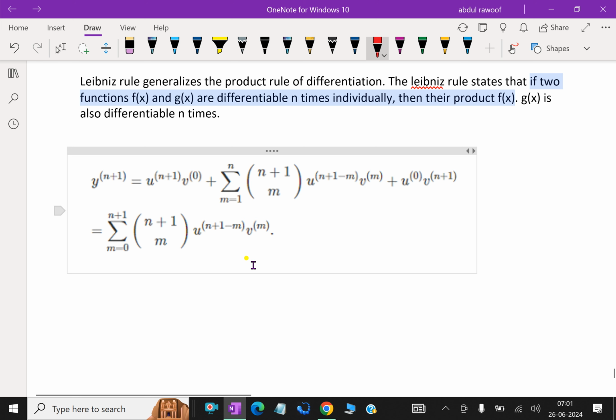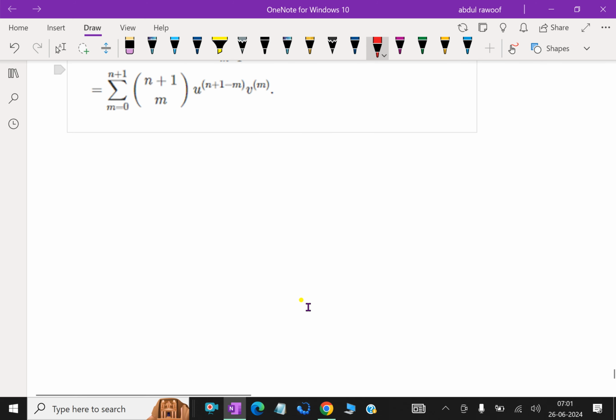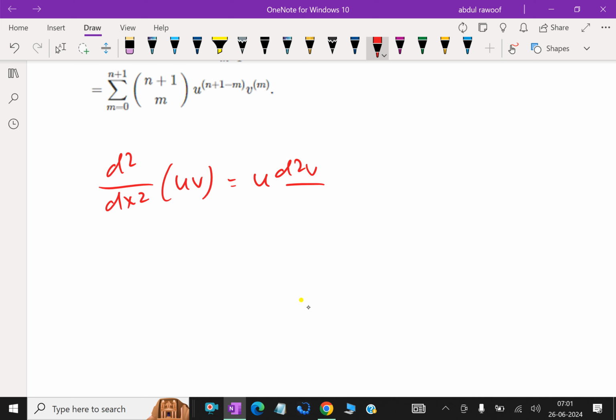From this, we can write the second derivative d square over dx square of uv equals u times d square v by dx square plus 2 du over dx into dv over dx plus v times d square u over dx square.